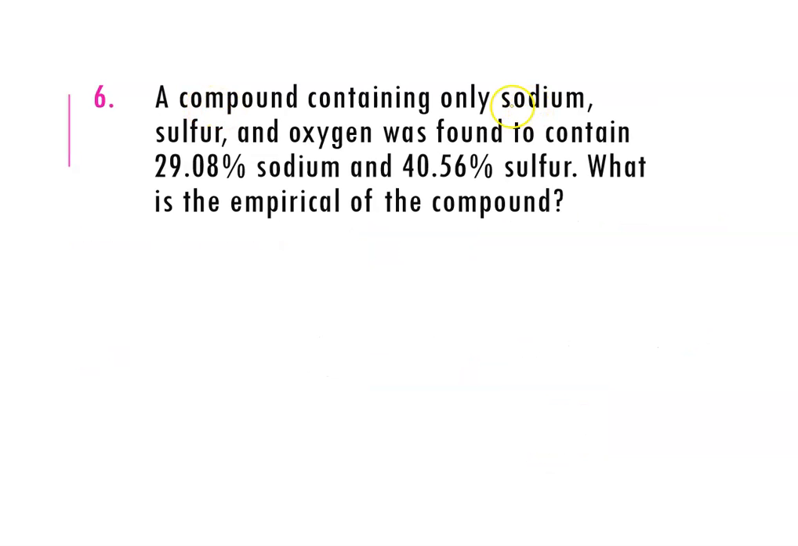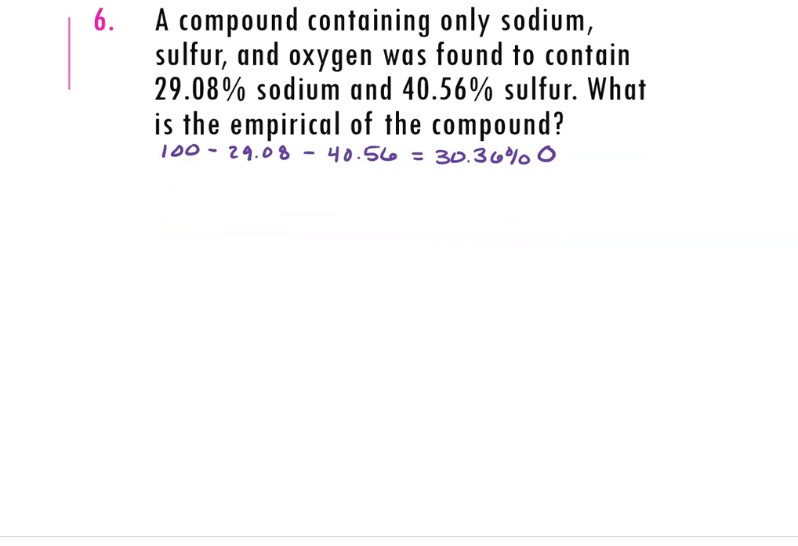Here we have a compound with sodium, sulfur, and oxygen, and we are given the percentages of sodium and sulfur, but we don't have the percent of oxygen. So here we have to do the same thing that we did previously. We have to figure out how much oxygen is in my compound. I have a total of 100%. So 100 minus 29.08 minus 40.56 gives me 30.36% oxygen.